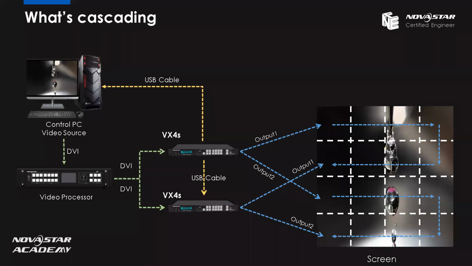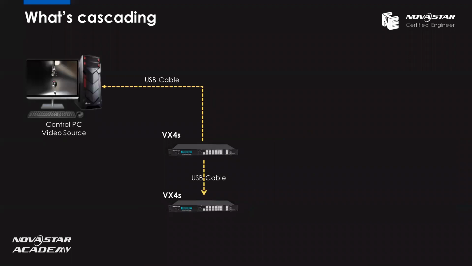We are using only one port of our control PC, one USB port, to control these 2 VX4Ss. So we can control them all together at the same time. So that's the cascading and why we need the cascading.